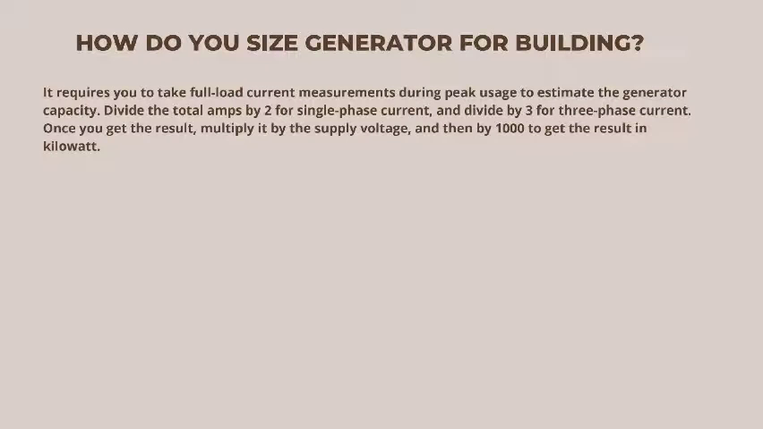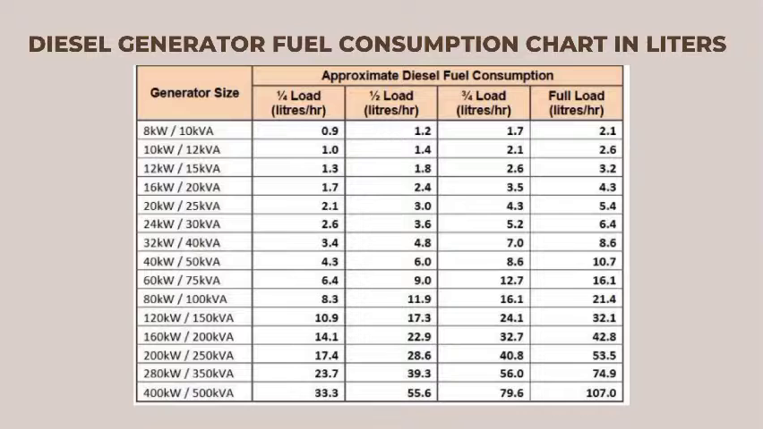How do you size a generator for a building? It requires you to take full load current measurements during peak usage to estimate the generator capacity. Divide the total amps by 2 for single phase current and divide by 3 for 3-phase current. Once you get the result, multiply it by the supply voltage and then by 1000 to get the result in kilowatts. So here's the diesel generator fuel consumption chart in liters.